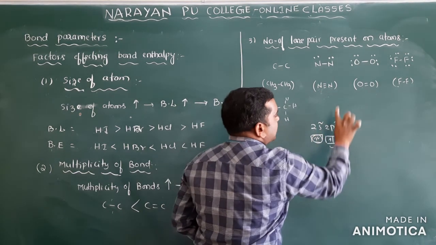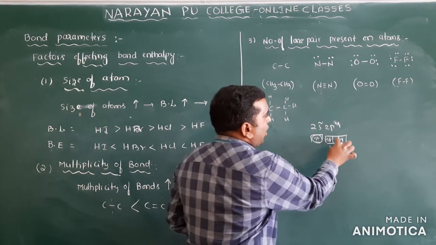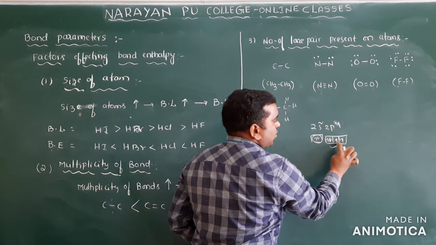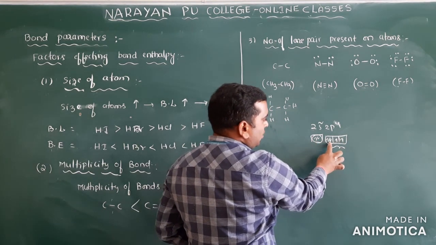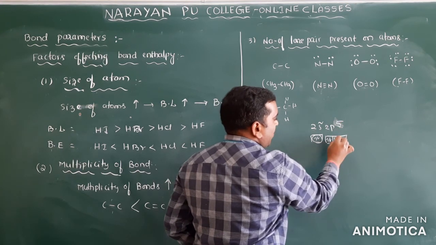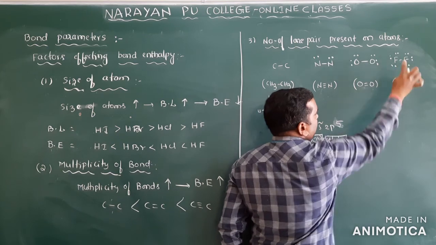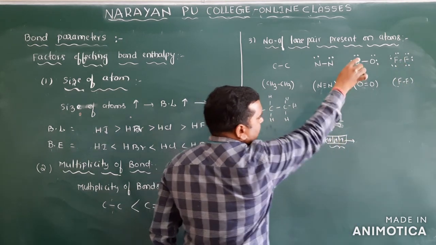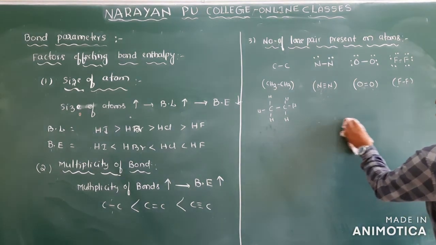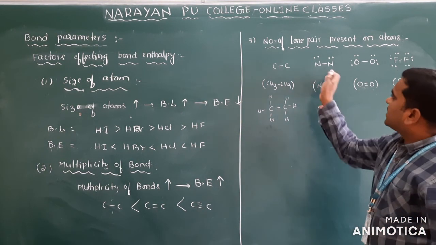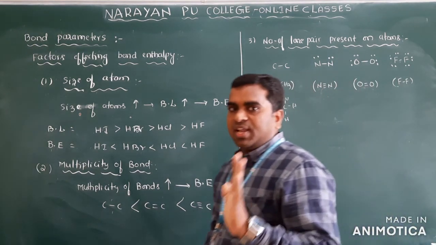If you take oxygen, 2s2 2p4, there is 1 electron and 1 electron unpaired. Oxygen is forming 2 bonds, with 2 unpaired electrons. How many lone pairs are there? 2. If I take fluorine, 2p5, 1 unpaired electron is there. It will form 1 bond. So how many lone pairs are there? 3 lone pairs. Clear? So now, if you see here, which one will have the highest bond dissociation energy?